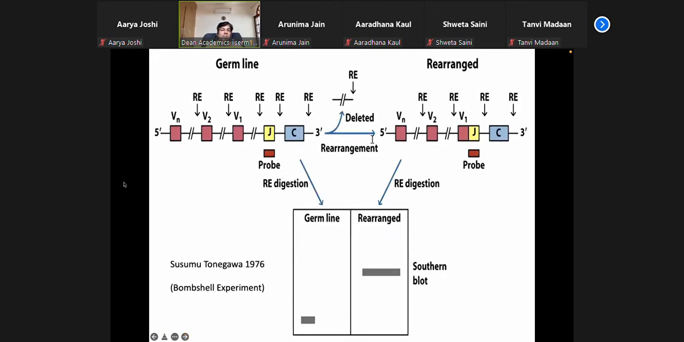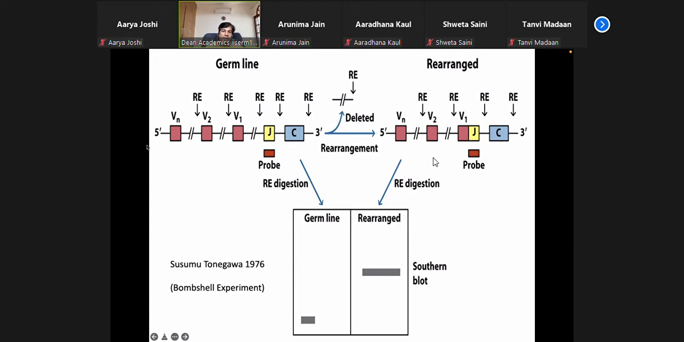Okay, first proof that this rearrangement actually is happening was provided by Susumu Tonegawa. The experiment was published in 1976, and even now it is considered a bombshell experiment, because this was the first very convincing piece of data they collected to demonstrate that this rearrangement is happening. How did they do it?